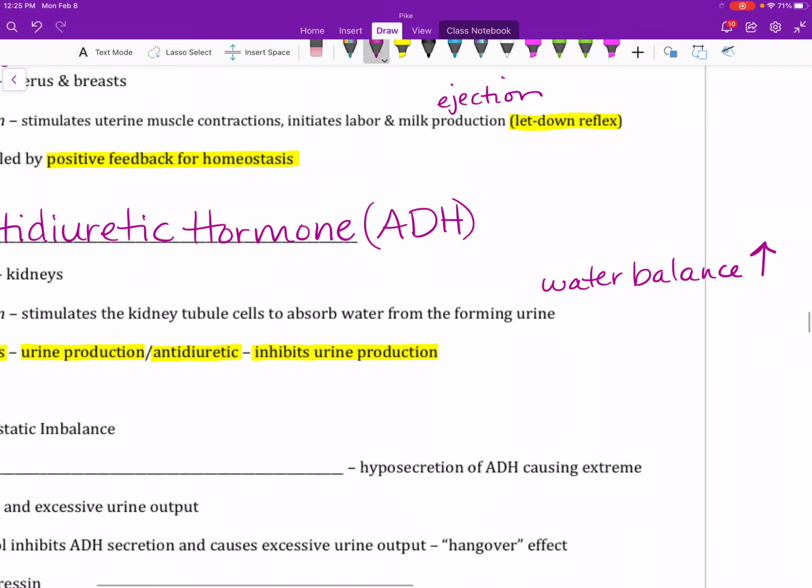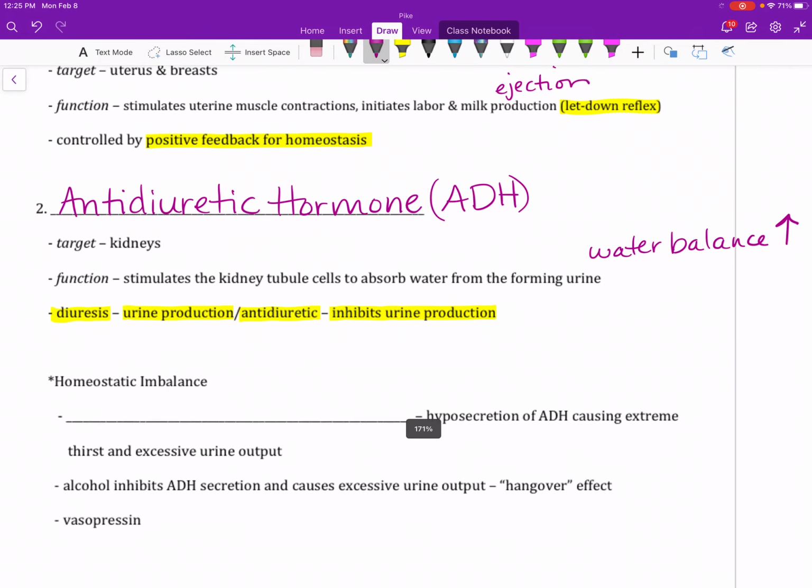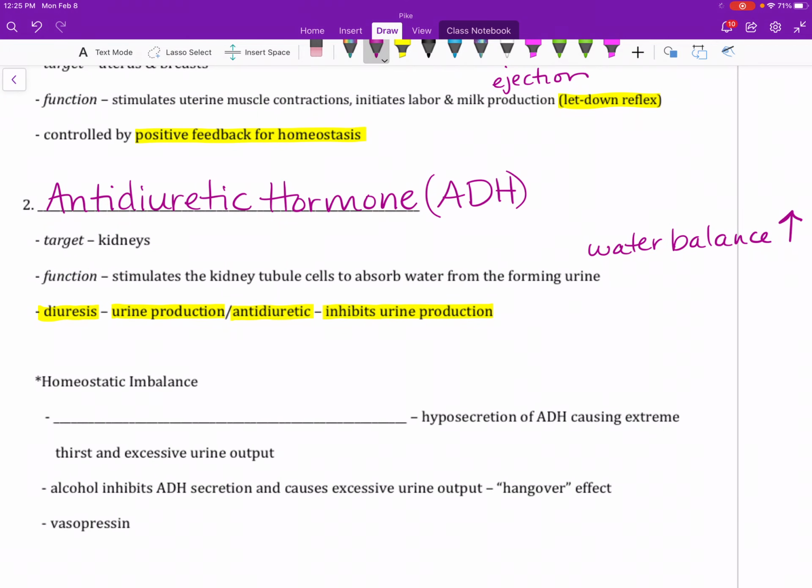back up, right? And so ADH is only secreted by the posterior pituitary gland in your brain when your water balance is going down, okay? When you're getting dehydrated. So this hormone tells you how much you can pee when you go to the bathroom, okay?